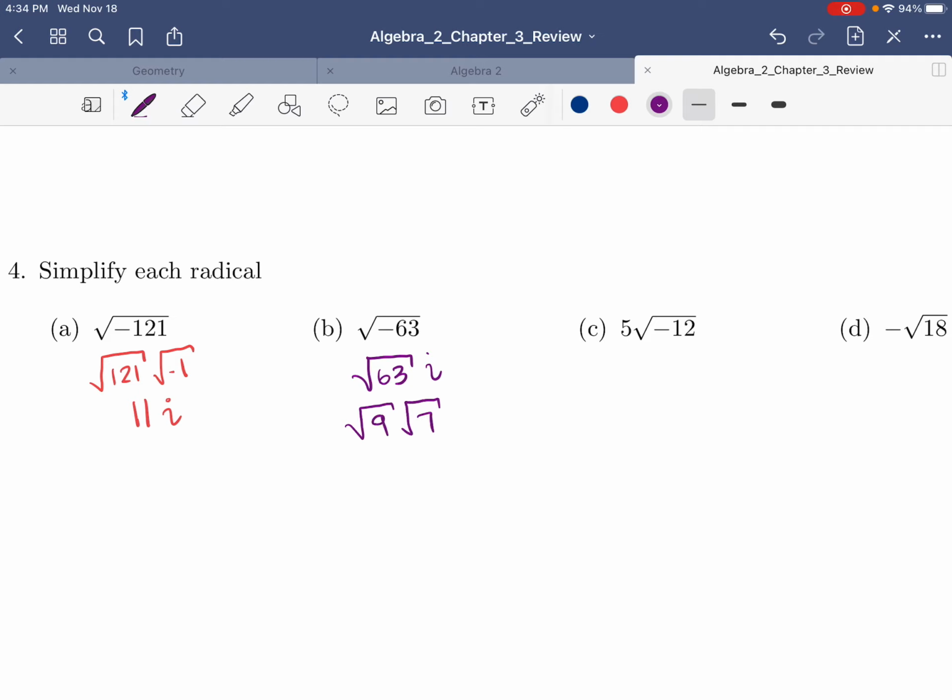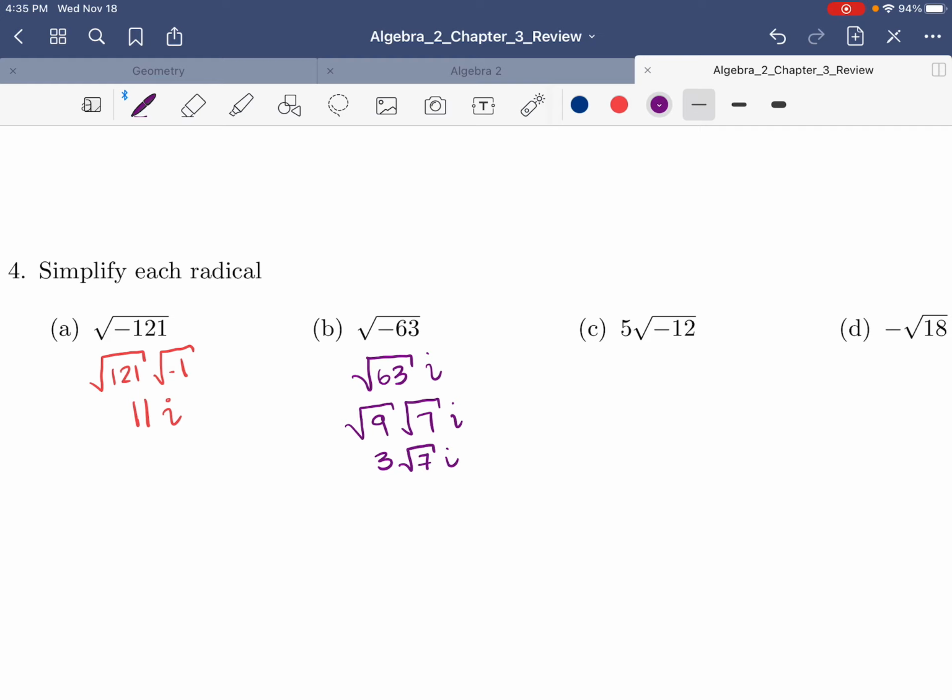Now some people will ask, why do I write 9? And the reason is because 9 is a perfect square, rather than choosing something like 3 and 21, where neither of the numbers are perfect squares. The reason is I can simplify the square root of 9. That is just 3. I can't simplify the square root of 7, so we just leave it as such. And the i indicates that the original problem had a negative under the radical sign. So we retain that i to indicate that it was originally a negative under the radical sign.